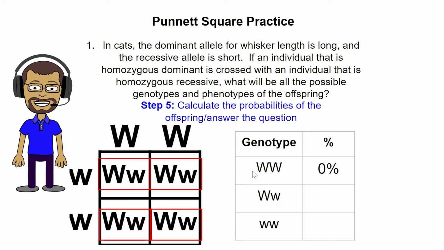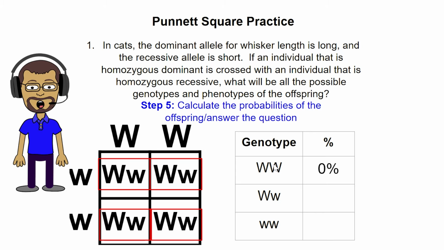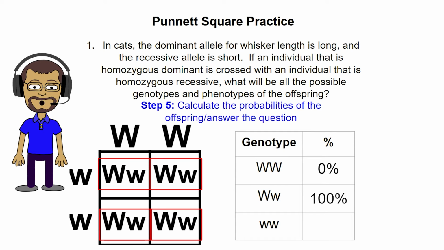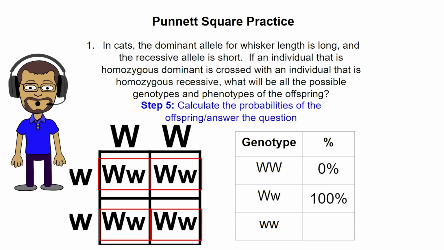The next one, heterozygous, or big W, little w, they're all heterozygous. That means there is a 100% chance that the offspring will have big W, little w. If we instead look at little w, we'll notice that there is also no little w in the Punnett square, so that again is 0%.